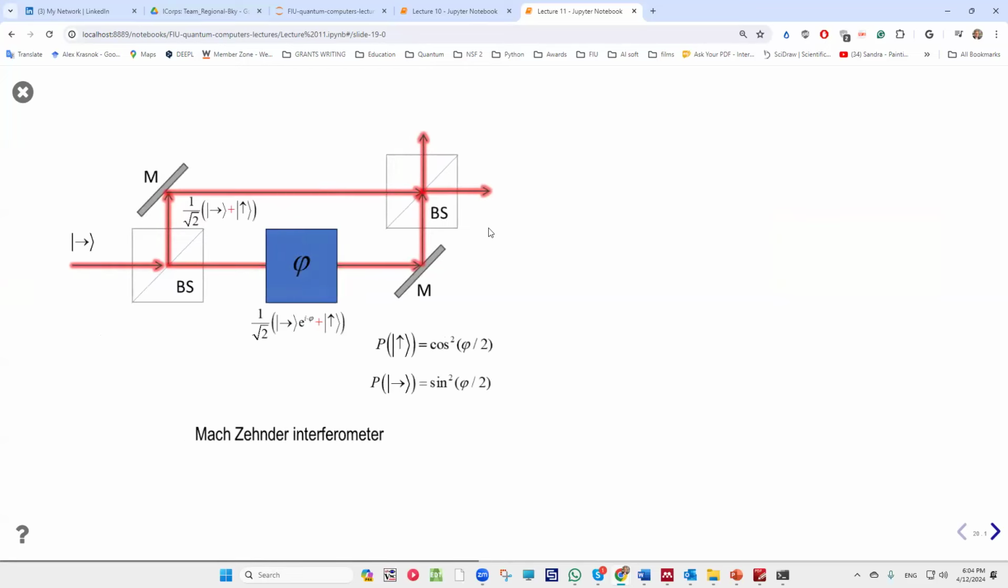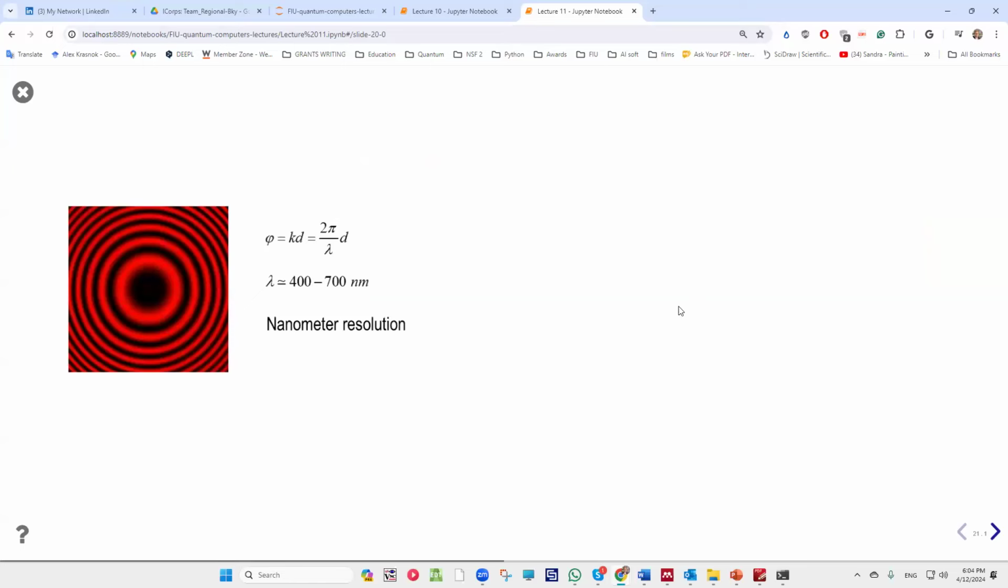Then, if you put some sort of screen here, you will see on this screen a picture like this. This is called an interference pattern. What I just said about a photon coming to the up or right means that if I cut only this central part over here, and I detect the photon in the center.